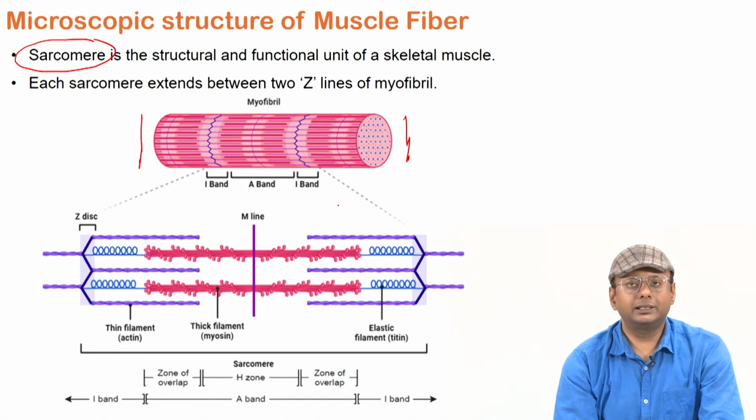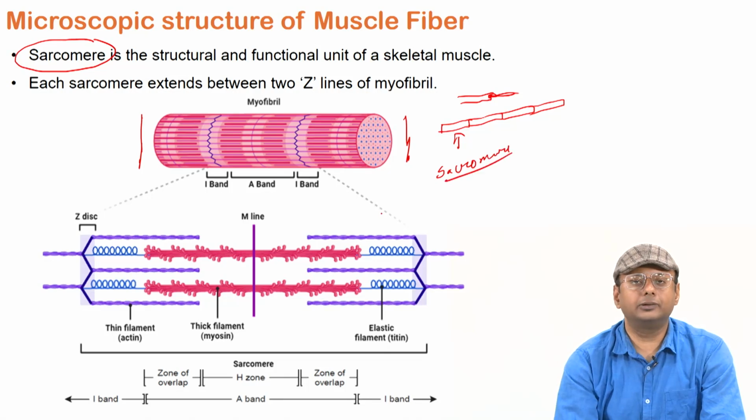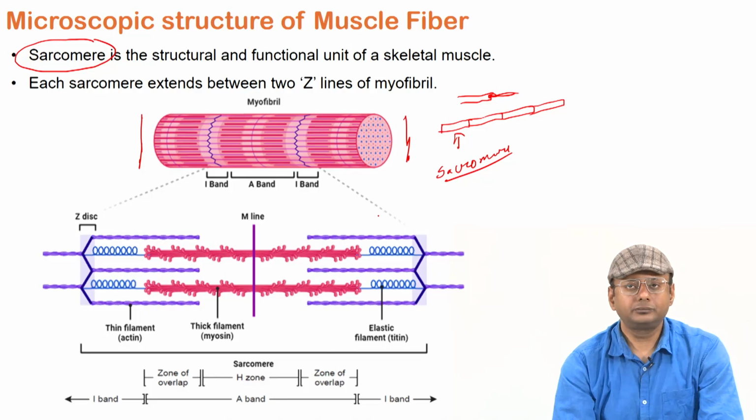And each sarcomere basically extends between two Z lines of the myofibril. You remember we discussed the myofibril. In the myofibril you will see this type of unit cell, which is called a sarcomere. This is the functional unit of the skeletal muscle cell, and each sarcomere extends between two Z lines.